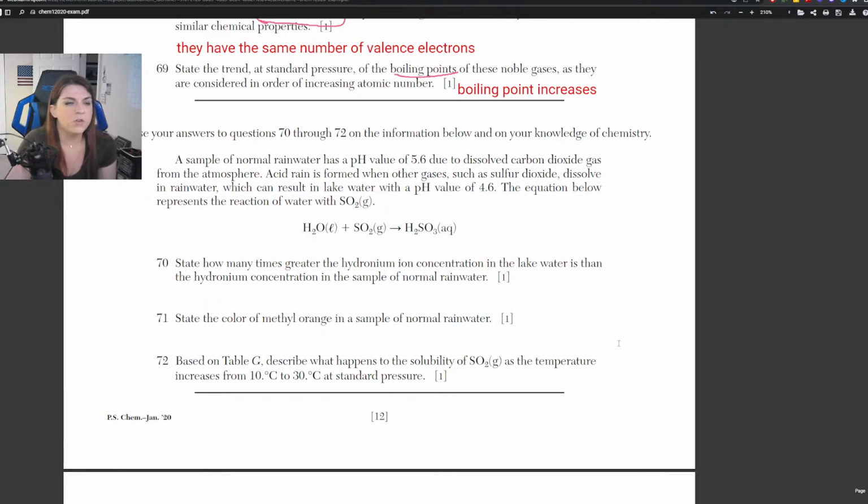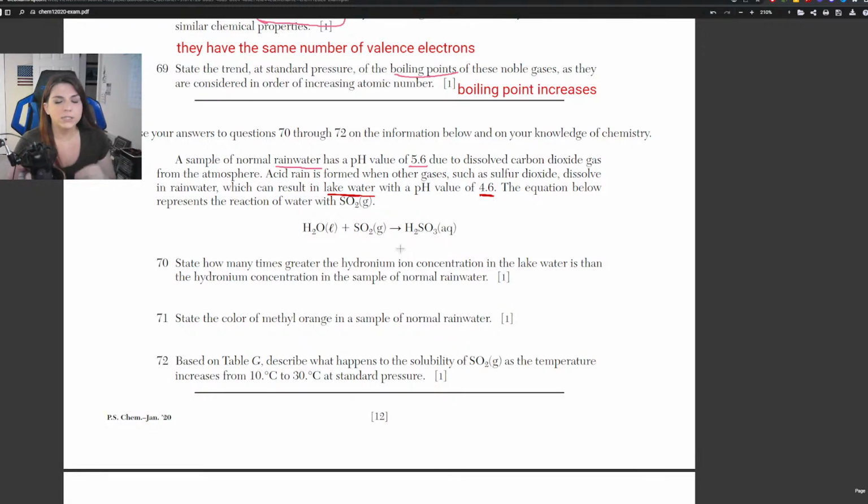Okay, so it's asking us to compare the 4.6 to the 5.6. Rainwater is 5.6 and the lake water is 4.6. We had the same pH question yesterday, applied differently. If you think back to first grade, you had that number line on your desk and you would use it to count and subtract. Every jump on that number line was either adding one or subtracting one, depending on the direction you were going.